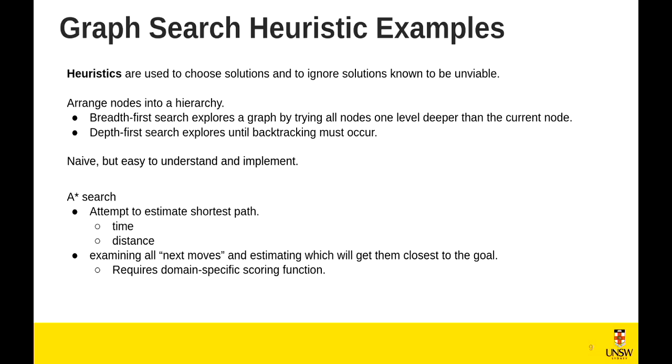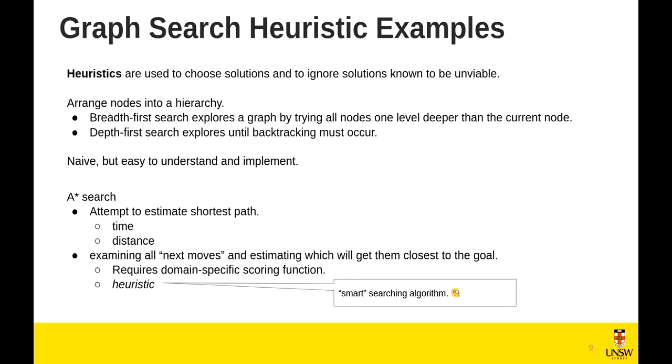And as you can see here, the key thing for this A star algorithm is to estimate how close we are towards the goal, right? So in some simple graphs we can just count the number of edges, the number of nodes towards our goal. But for some more complex scenarios, we may need some domain-specific scoring algorithm to tell us how close we are towards the goal. And this domain-specific scoring function is used to estimate the shortest path, and it is defined by us, and we don't know how well it will work. So it is actually a heuristic. So this is an example of using heuristics in searching in graphs.